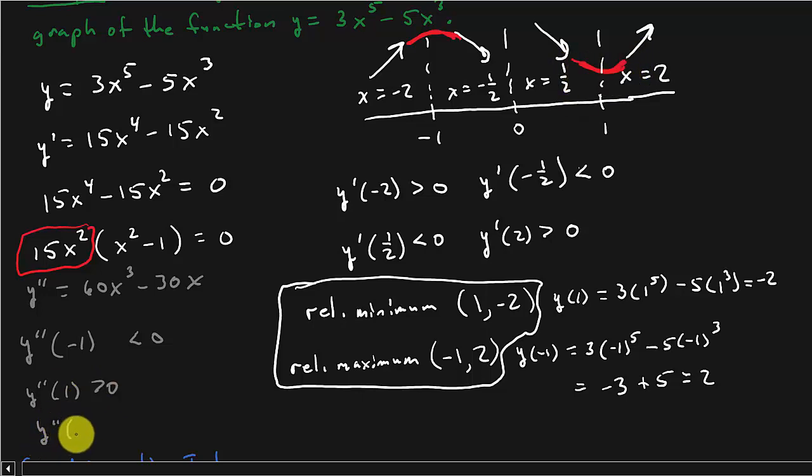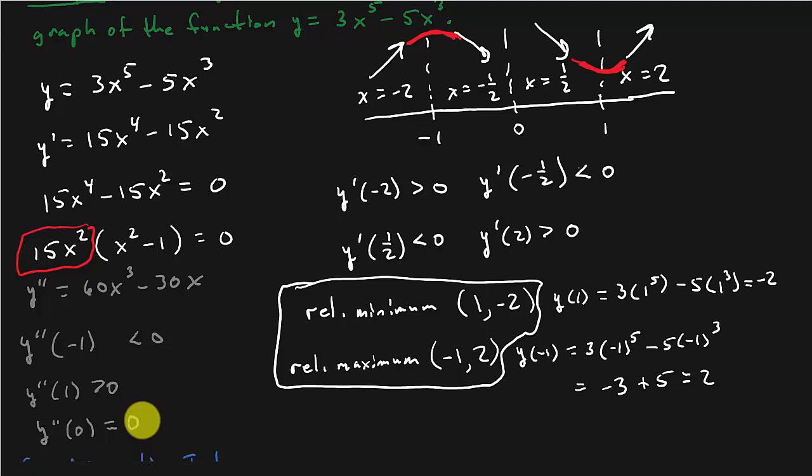And then y double prime of 0, well, if I plug the 0 in, that is actually equal to 0. So what happens when you're using the second derivative test and you get 0 as an answer? Well, that means the test is inconclusive and you've got to go back to the first derivative test.